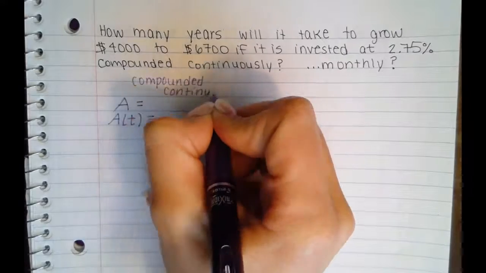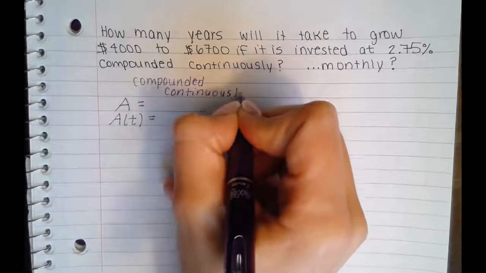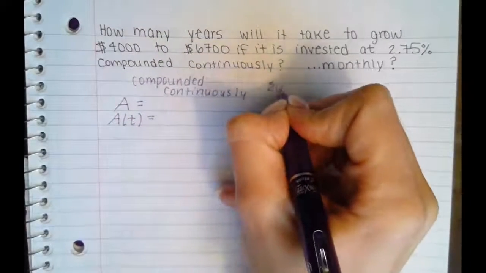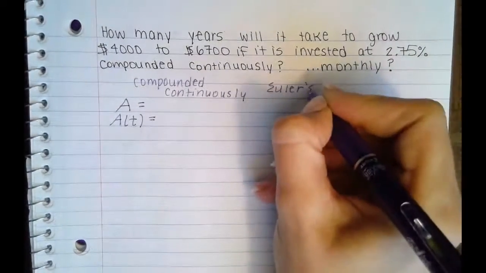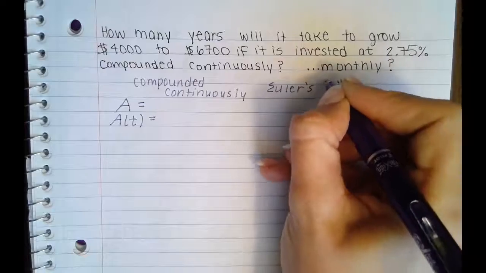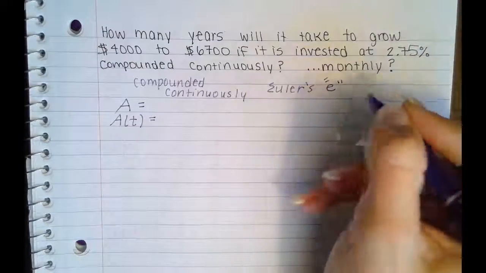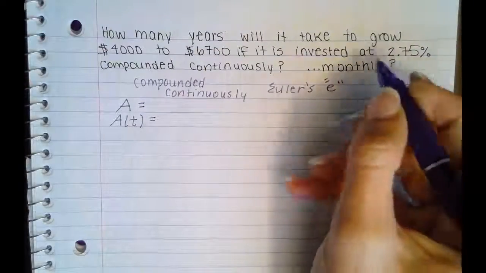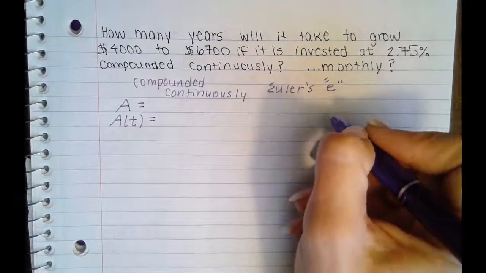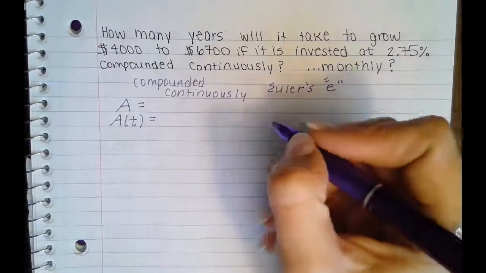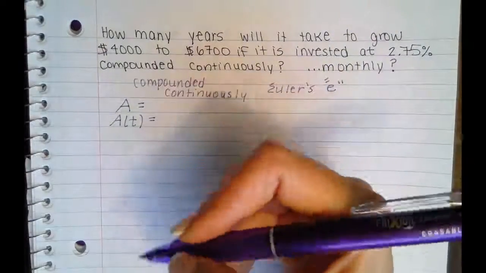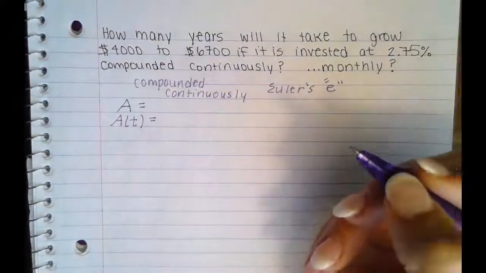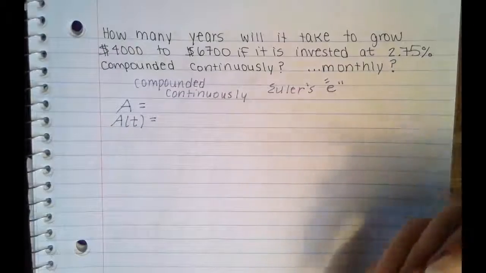implies that we're going to use Euler's number. Euler is spelled like this. Leonhard Euler, mathematician. Euler's number, he of course named after himself, E, 2.718, blah blah blah. It is an irrational number, and we use this special number as a kind of growth factor to determine the rate at which things grow when they grow continuously.